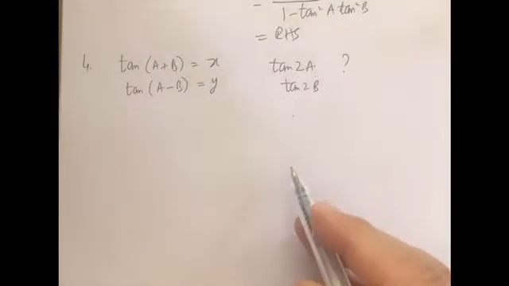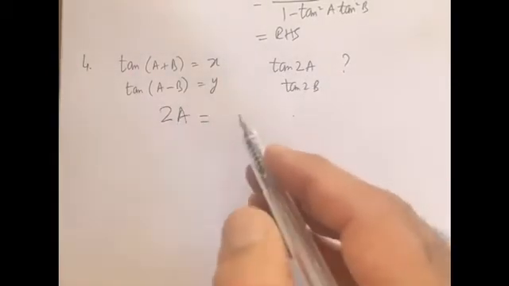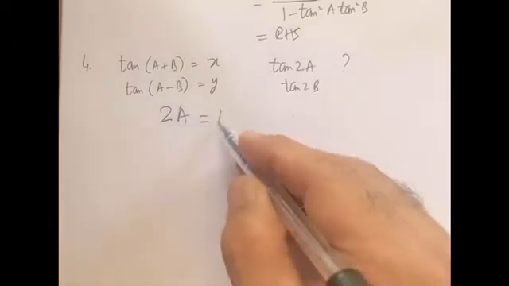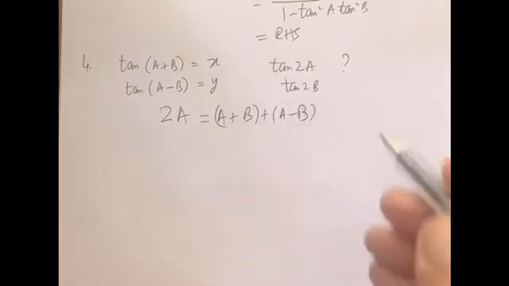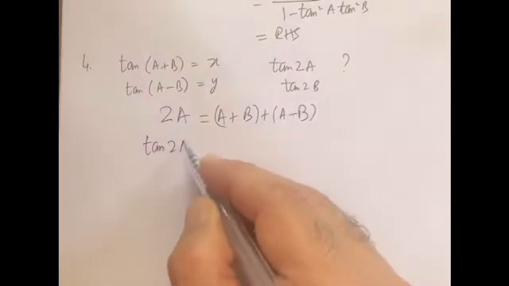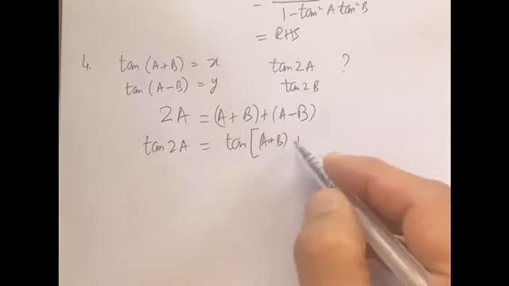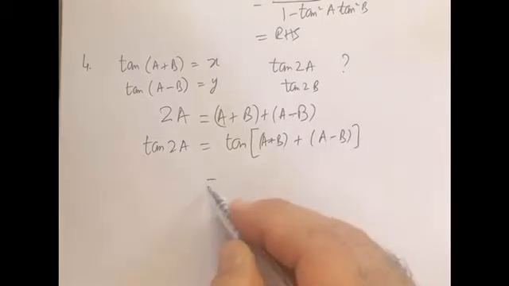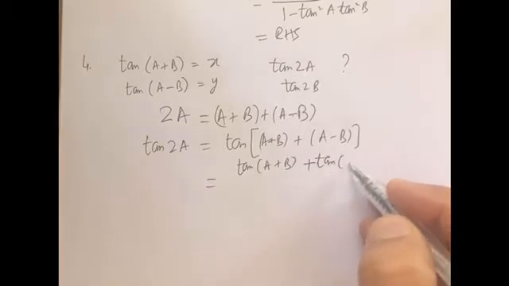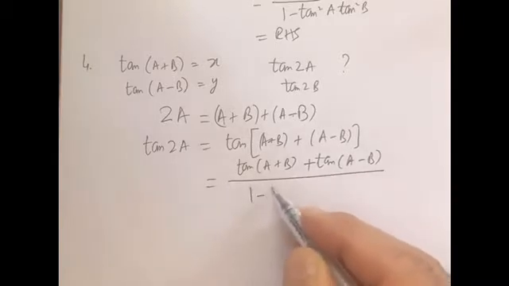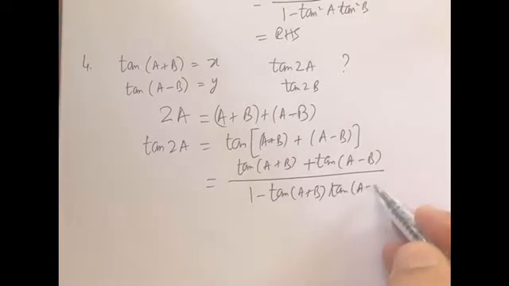In the next one we have to find out the value of tan of 2a. This is compound angle 2a. This can be written as this plus this, a plus b plus a minus b. These are constituent angles. Taking tan on both sides, tan 2a is equal to tan of a plus b first angle and plus a minus b second angle, which is tan of first angle a plus b plus tan of second angle a minus b upon 1 minus tan of first angle a plus b into tan of second angle a minus b.